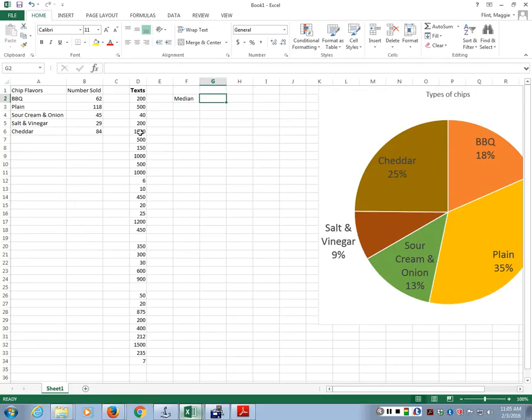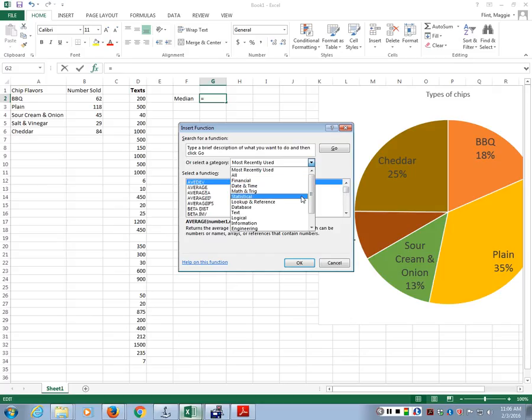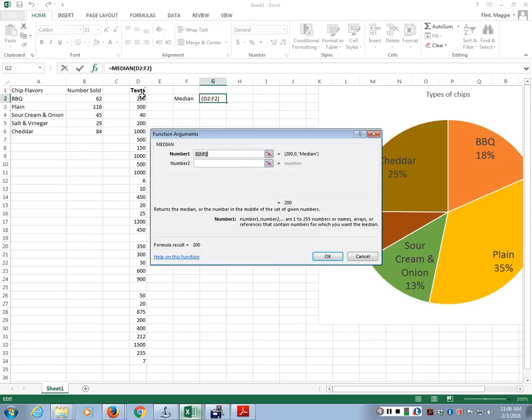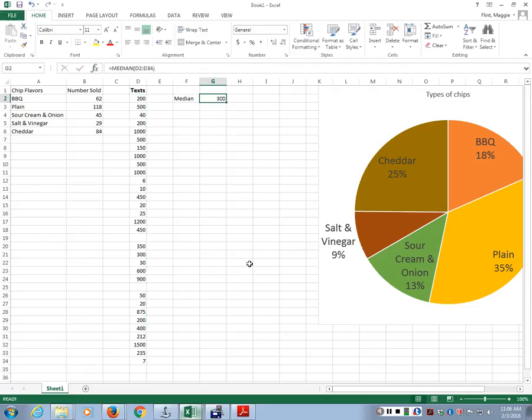All I have to do is go up here to the FX button, tell it that I would like to see the statistical formulas. They're in alphabetical order. I'm going to scroll down and tell it I want it to find the median. And then tell it which set of data I want it to find the median of. And it tells me. I didn't even rank order it, didn't do anything.